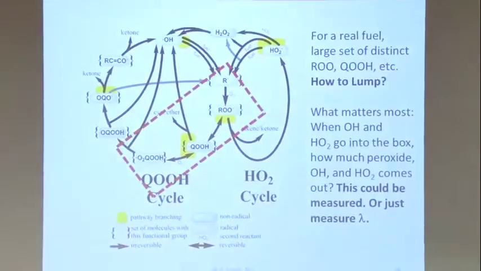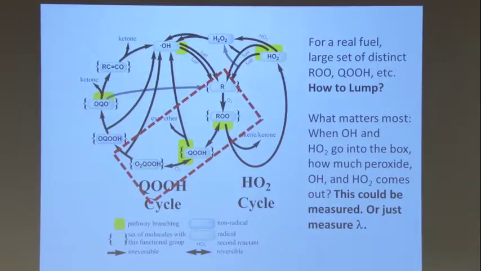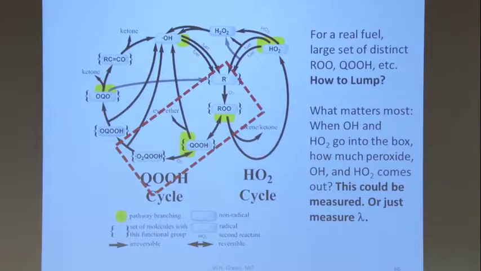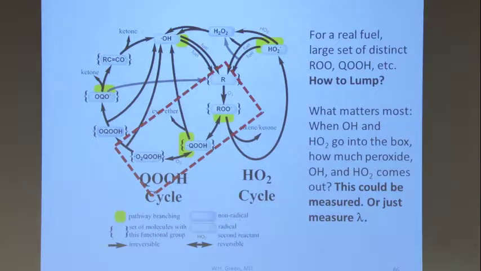But maybe we can lump stuff together. So the critical thing is to get up to here. So maybe we can just consider that if radicals come in and attack the fuel, they have some flux of stuff that goes out back to this cycle, and they have some flux of stuff that goes out this cycle. And maybe I can just lump all this together as being a property of the fuel. And if I can make a measurement that measures the fraction of radicals that come out this way compared to how many go out this way, that's the critical thing I want to know, right?